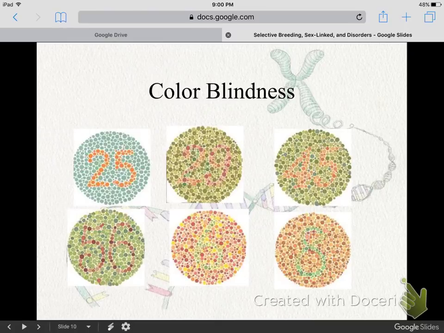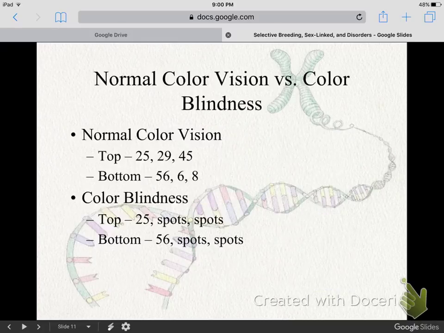So look at this picture and see if you can pick out numbers in each picture. If you stare closely at it, you should be able to pick out different numbers. So let's look at the next slide. This gives you the key of what you should be able to see. On the top of the last slide, you should have been able to see 25, 29, and 45. The bottom shows 56, 6, and 8.